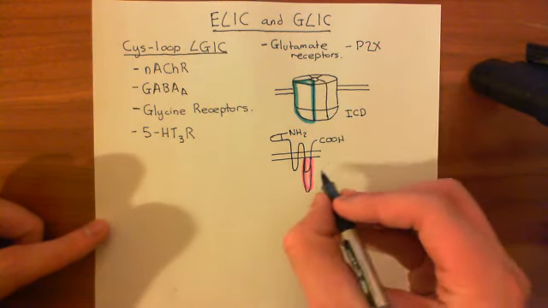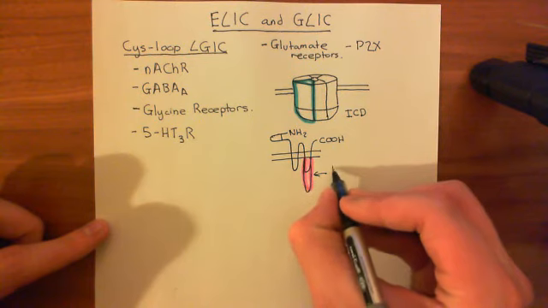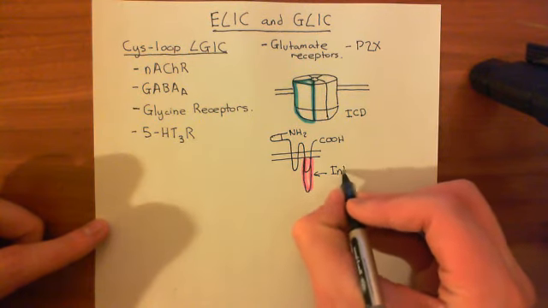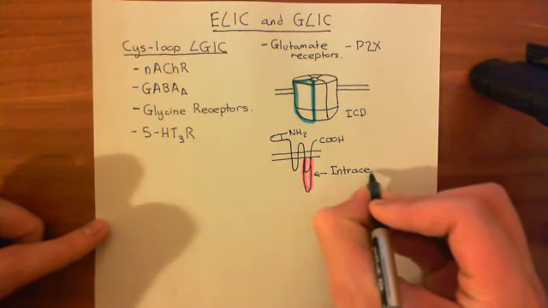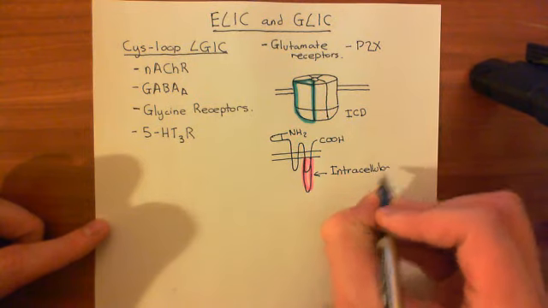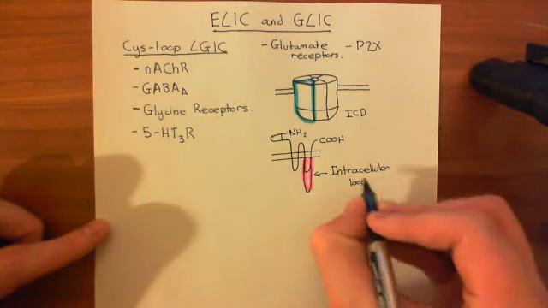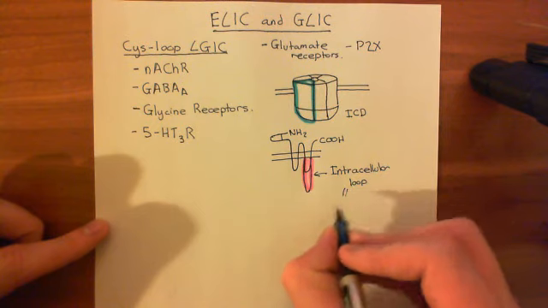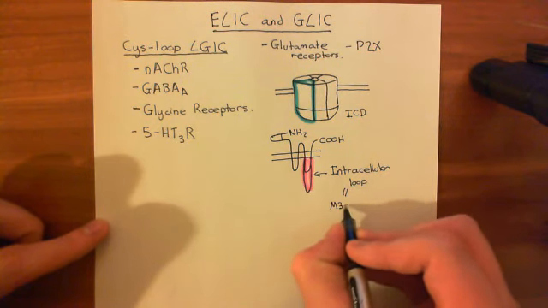Right, okay. So this is the intracellular loop, or it's also known as the M3-M4 loop.